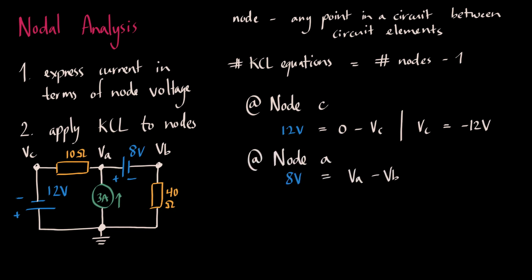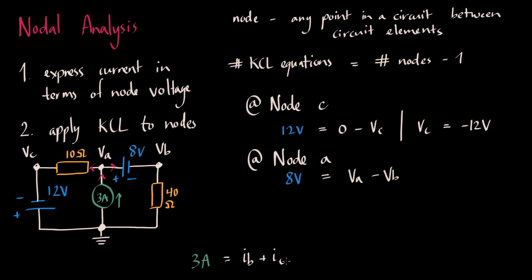Now we can get to forming the KCL equations. Assuming that current flows away from node A towards node B and C, the equation for node A is: remember, the current flowing into a node is equal to the current flowing out.